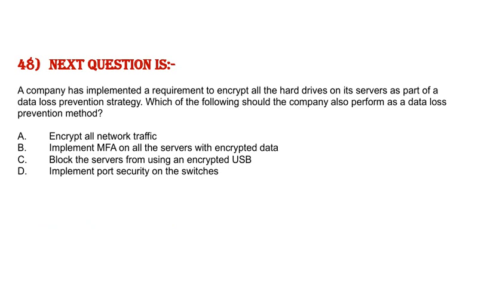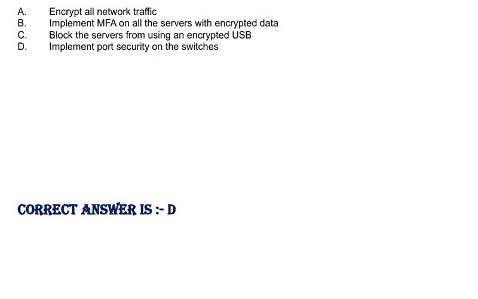Question is, a company has implemented a requirement to encrypt all the hard drives on its servers as part of a data loss prevention strategy. Which of the following should the company also perform as a data loss prevention method? Option A, encrypt all network traffic. Option B, implement MFA on all the servers with the encrypted data. Option C, block the servers from using an encrypted USB. Option D, implement port security on the switches. Correct answer is option D.